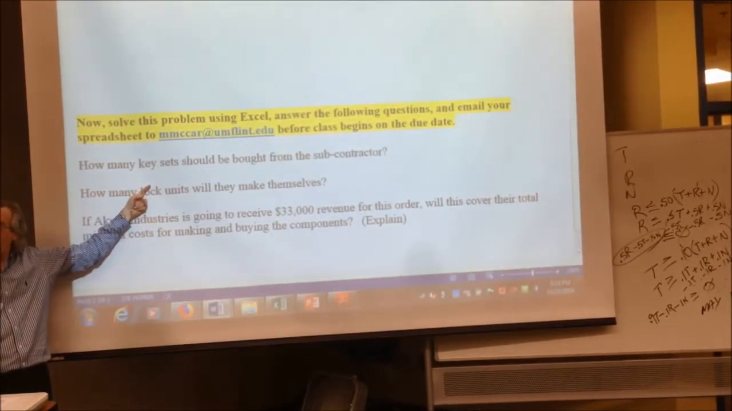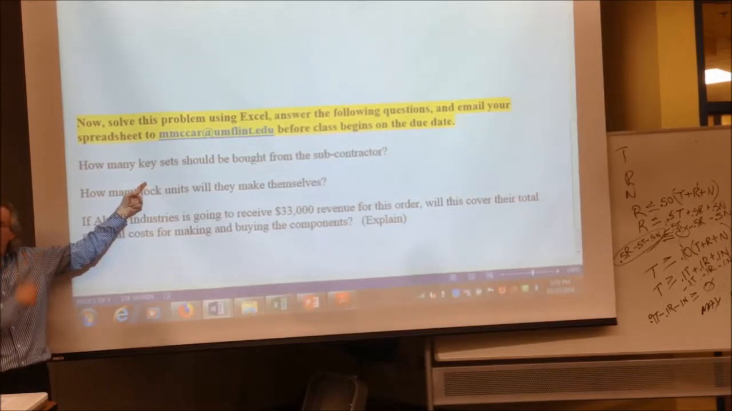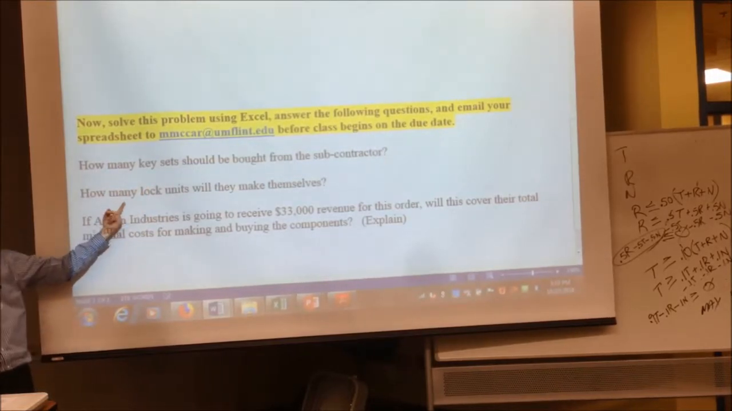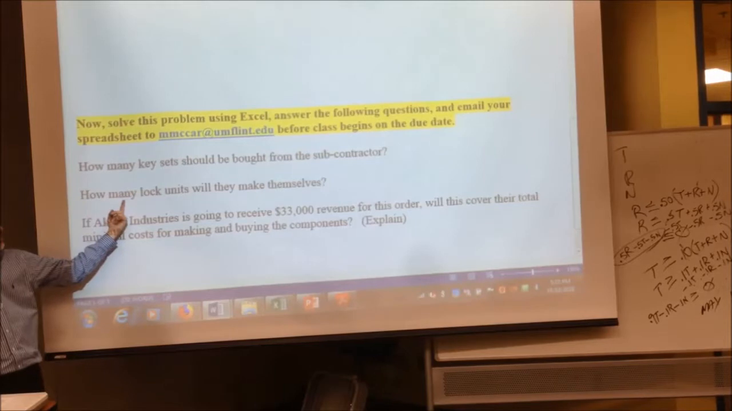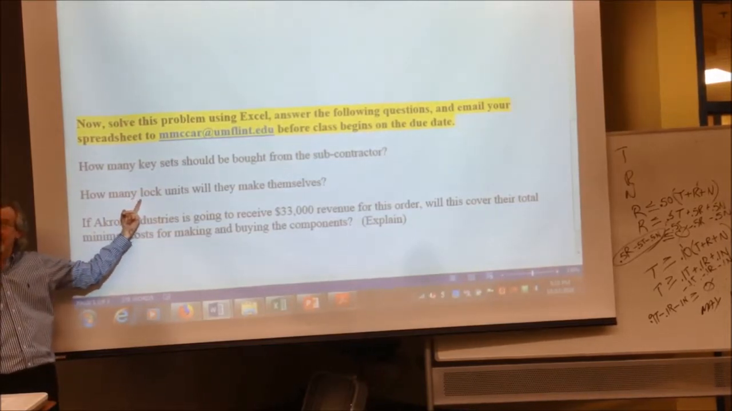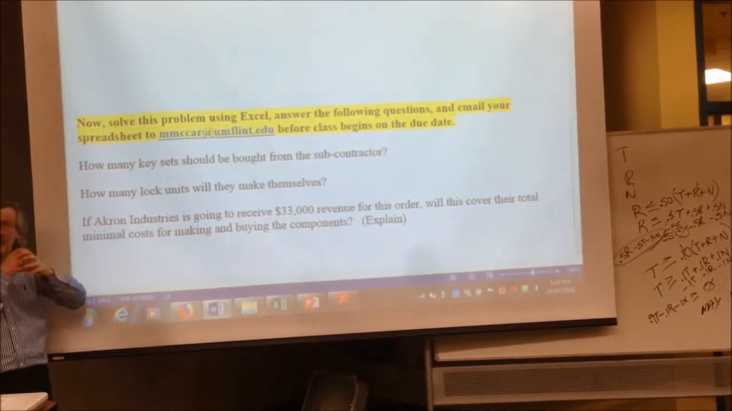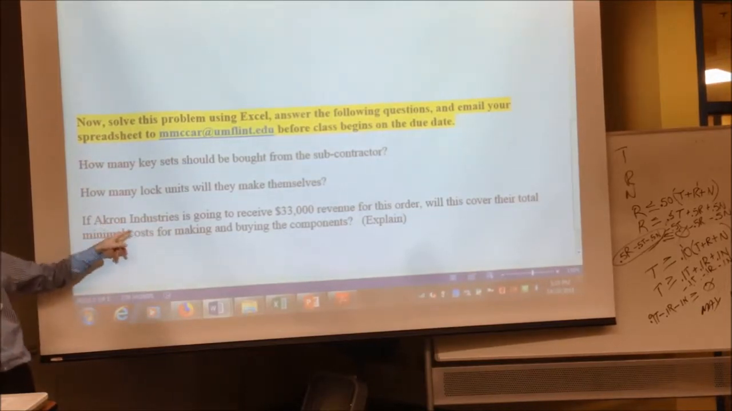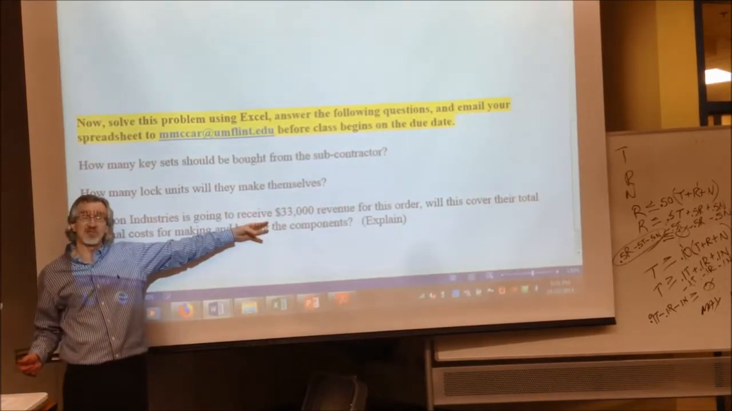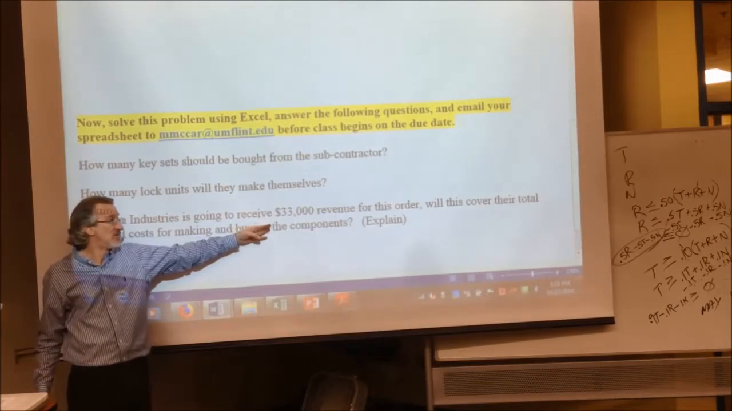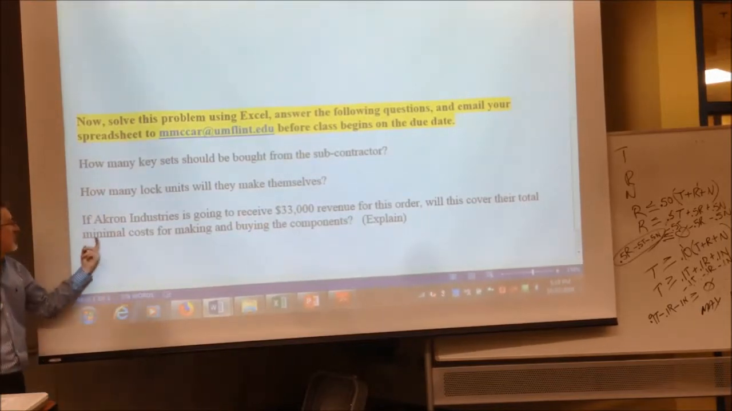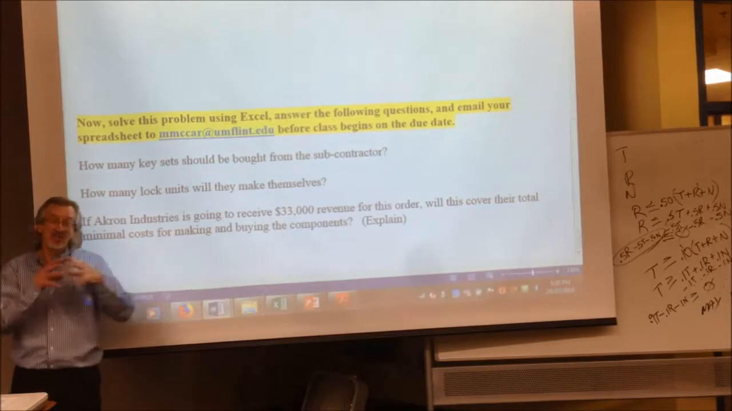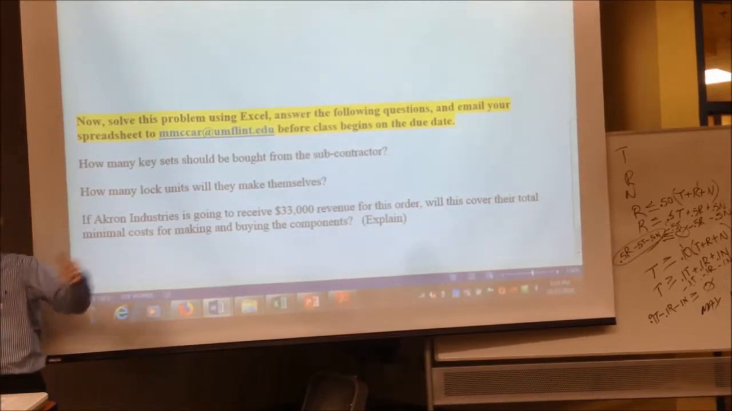When I look at your spreadsheet, it's got to match your answer here. How many lock units will they make themselves? The lock part of it, not the whole thing, just the lock part. If Akron Industries is going to receive $33,000 for this contract in revenue, will this cover the total minimal cost for making and buying these components for the total amount they need?